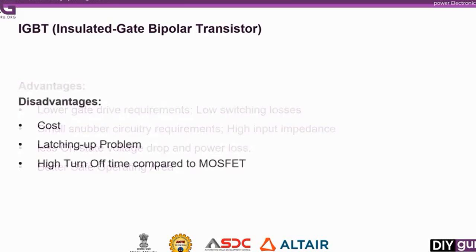Now the disadvantages are that IGBTs are very costly, they have a latching up problem, and they have a high turn-off time when you compare them with a power MOSFET.